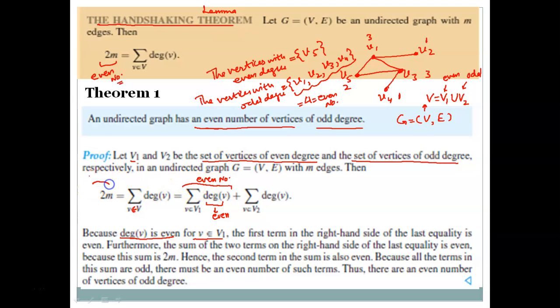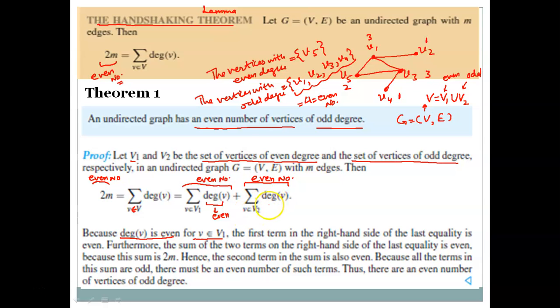Also the left hand side is an even number. Now you know that if the left hand side is an even number and the right hand side is a sum of two terms, then an even number can be obtained either if you add two odd numbers or if you add two even numbers. An even number cannot be obtained by the addition of one even number and one odd number. So it is not possible. So in fact, the second term has to be an even number.